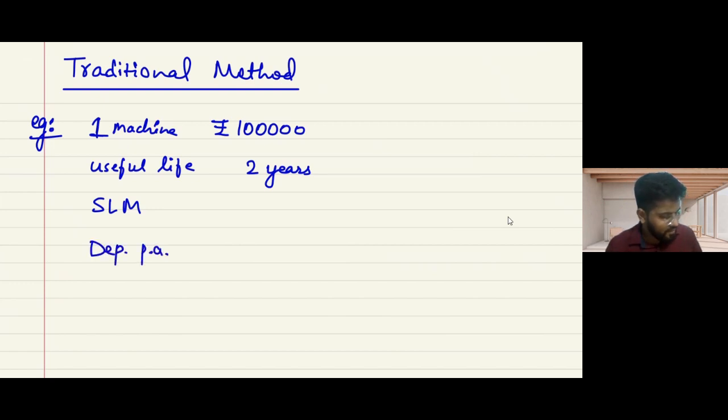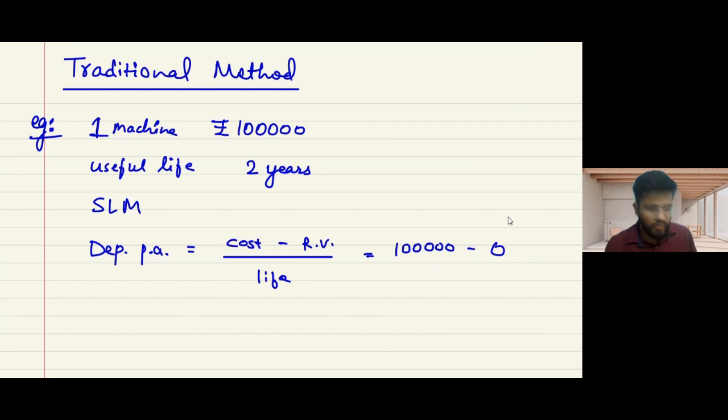Depreciation per annum should be your cost minus residual value divided by the life of the asset. So cost was 1 lakh. There is no residual value given, so I will write it as 0. This whole will be divided by the life, which is 2. So the depreciation per annum would be rupees 50,000 per annum. This is the very simple example.